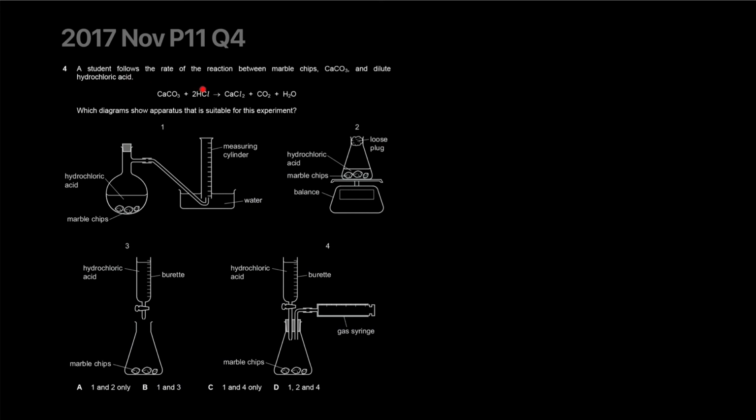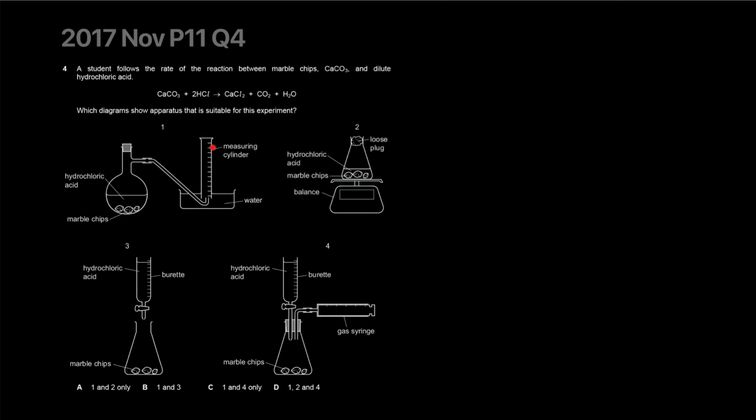A student follows the rate of the reaction between marble chips, calcium carbonate, and dilute hydrochloric acid. The reaction is shown below, and water and carbon dioxide is produced. What you essentially do is collect the carbon dioxide gas and check how much you're collecting for each interval of time. So which diagram shows the apparatus that is suitable for this experiment? Can you figure out the rate of this reaction? You can do it here.